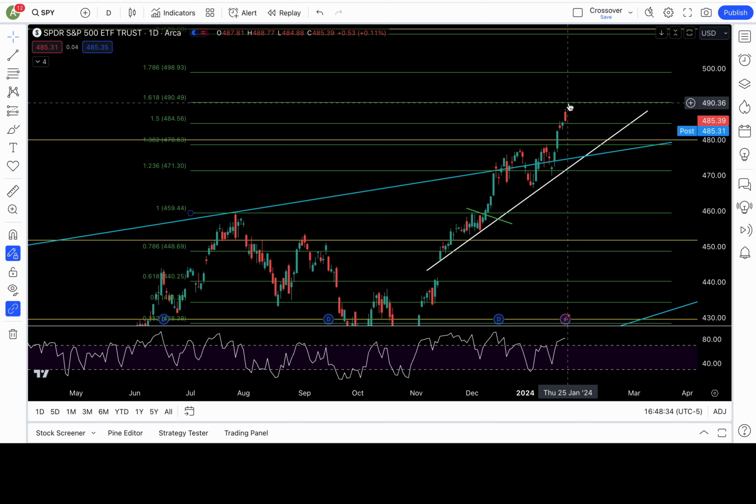490.49 would be a target, because that's my 1.618 Fibonacci extension level, and above that would be, of course, new all-time highs, and I don't have any levels till 498.93, very close to 500. Can we hit the 500? Who knows? Okay, we got the bull case and the bear case. We're just looking to react. This is not a prediction channel.